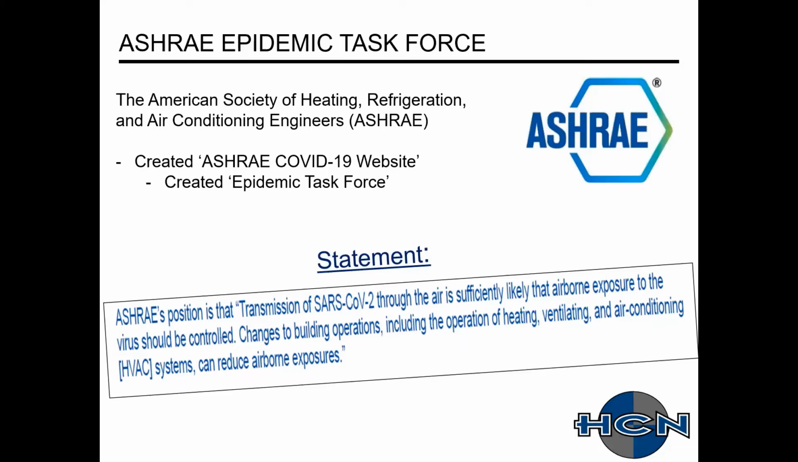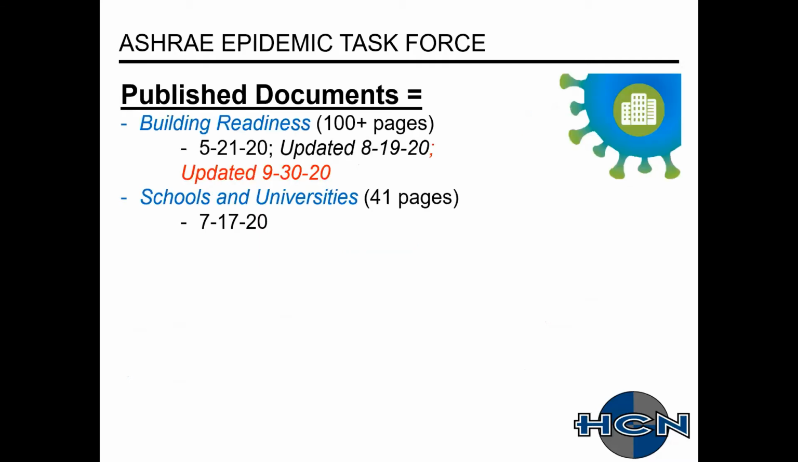All right, so ASHRAE has taken the position that more than likely, once again, the virus is spread by airborne exposure, airborne transportation. All right, so just looking at these 2 documents, the first one, building readiness, is over 100 pages long. It was initially published May 21st. They issued an update in August, and then a second update in September. To be honest with you, I looked at the September versus August update, and I could not find any differences.